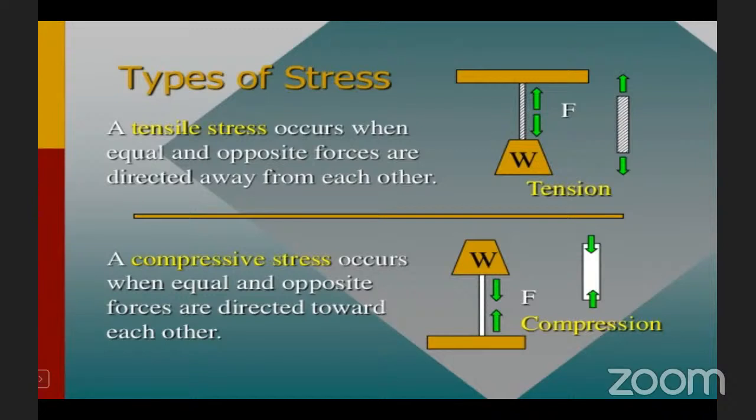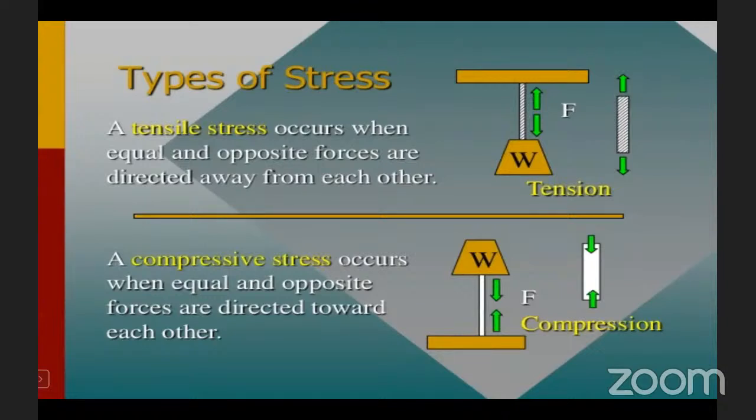Now here, compressive. What does compressive mean? For example, a ball compressed from both sides, or a spring compressed. So tensile means expansion, and compressive stress means compression. A tensile stress occurs when equal and opposite forces are directed away from each other, and a compressive stress occurs when equal and opposite forces are directed towards each other.